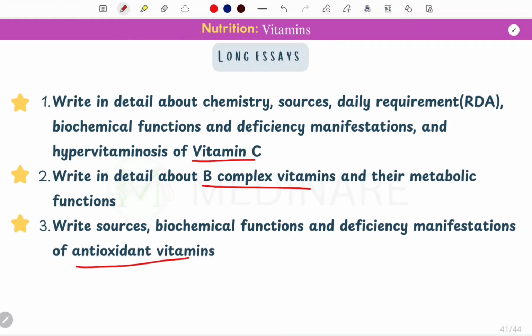In the first question, they are asking us to write about the chemistry, the sources, the recommended daily allowance, which is the daily requirement, biochemical functions, deficiency manifestation, and hypervitaminosis. So you have to study this way for all the vitamins because it is safe to be on that side. Other than these, there are no other topics that they can ask from vitamins. So make sure you know all these subtopics for a vitamin. I just clubbed everything about vitamin C in this one question.